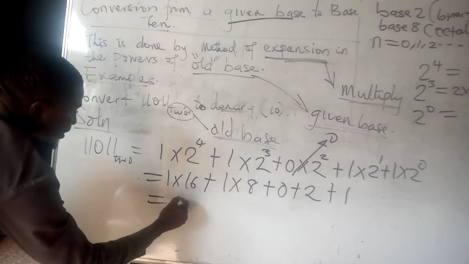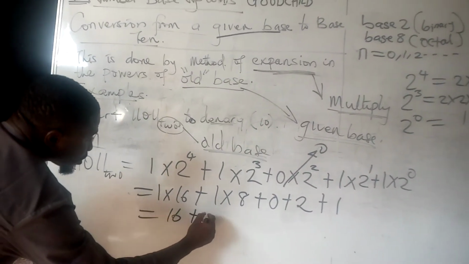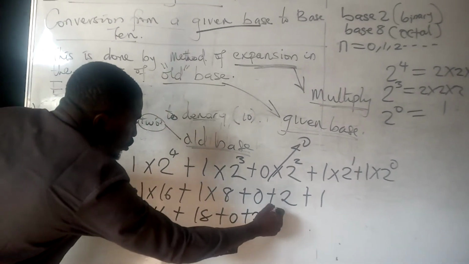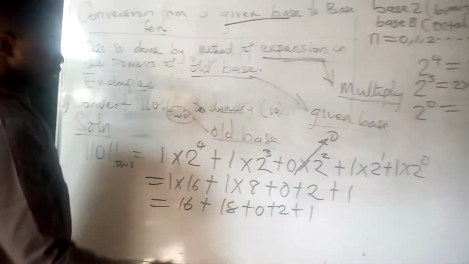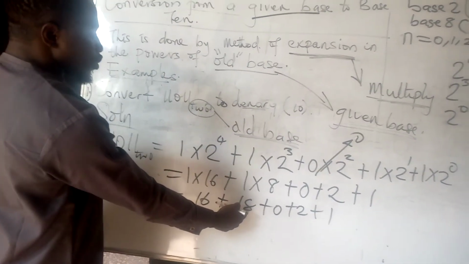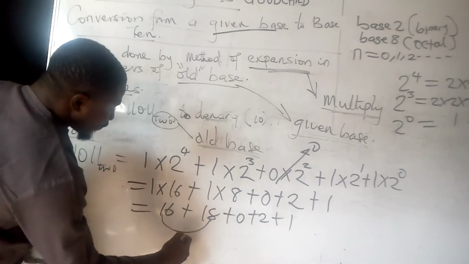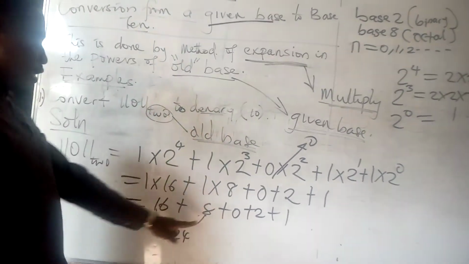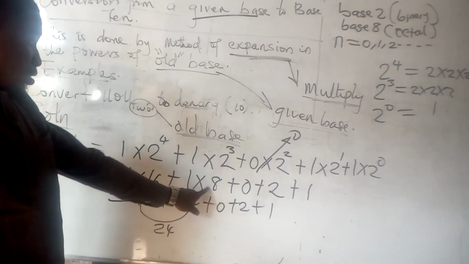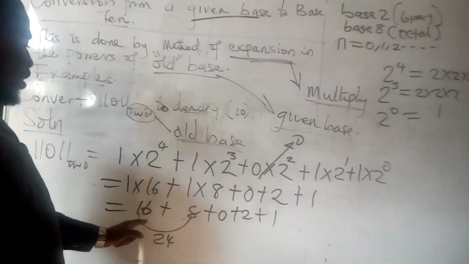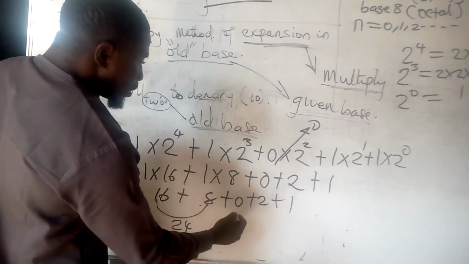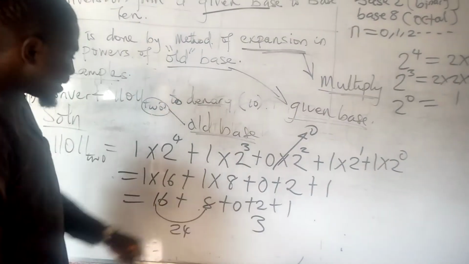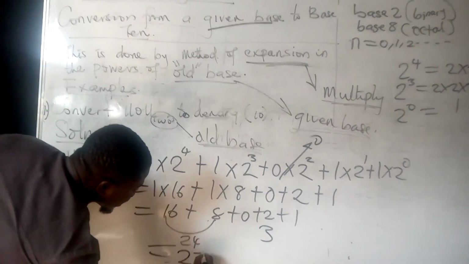So we are going to find out. If we go down, 1 times 16 will give us 16, plus 1 times 8 is 8, plus 0, plus 2, plus 1. Here and here will give us 24, because 16 plus 8 will give us 24. Now this and this will give us 2, and 2 plus 1 will give us 3.